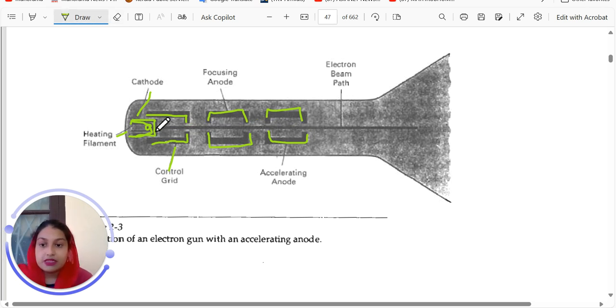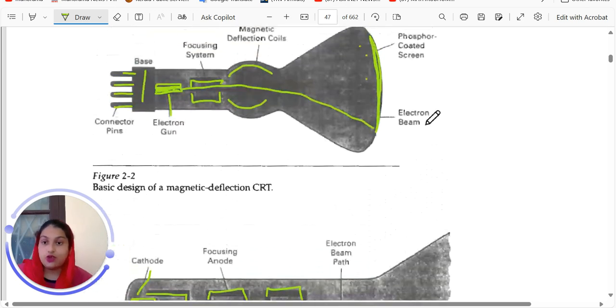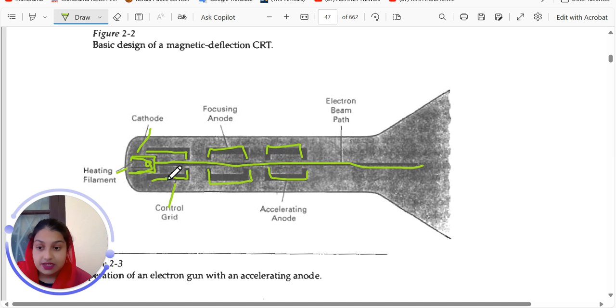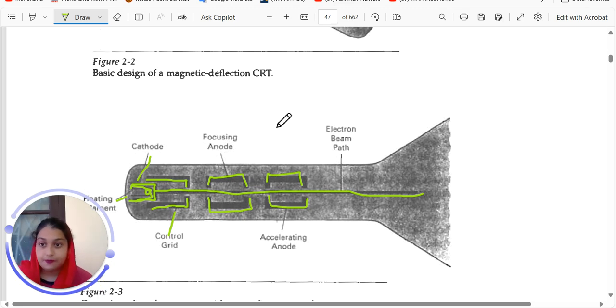Electron beam passes through this. Okay, this is the figure of an electron gun with an accelerating anode. Now, the primary components of an electron gun in a CRT are the heated metal cathode and the control grid. We have the heated metal, the heating filament, the cathode and the control grid. So, this much is the primary components of an electron gun.